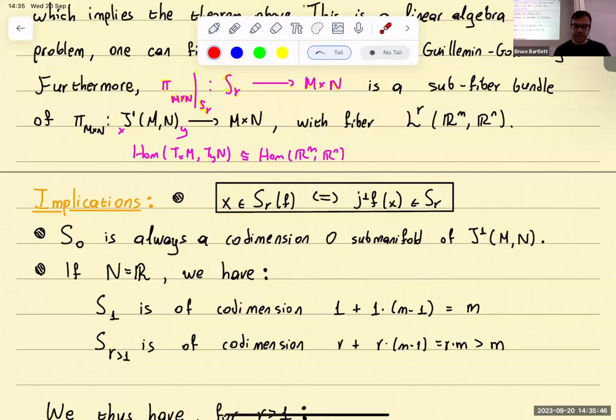That says exactly that if I look at the first jet section of F at X, what is this thing? This thing is just the triple X comma dF at X comma F of X. So this is going to drop rank by R. That's what this condition says, which implies that this triple lives in S_R, because that's how we defined S_R.